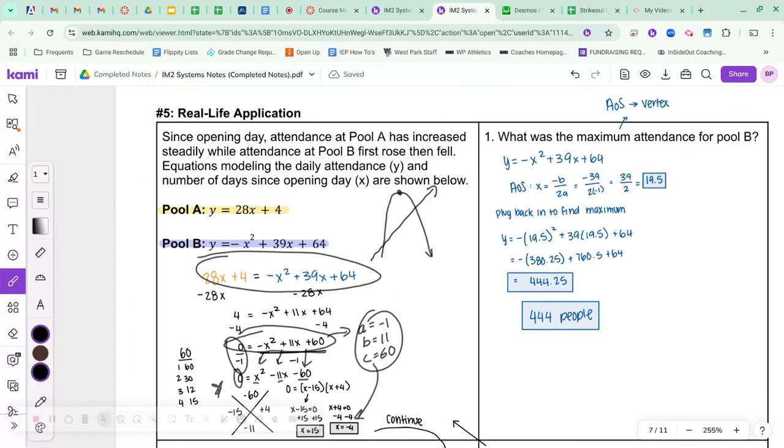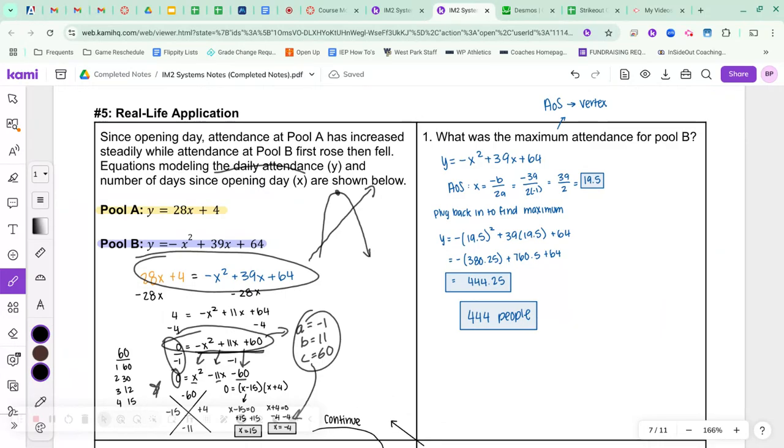Okay? So that's still not like the real worldy application, right? We're going to apply what 15 and -4 mean shortly. Well, we can actually. I mean, it says since opening day, the number of days x. We know that Pool A and Pool B are going to have the same attendance on day 15 and on day -4. So we'll continue that in a second.